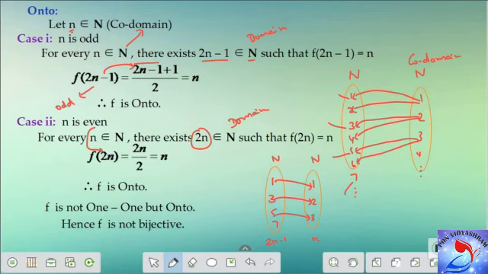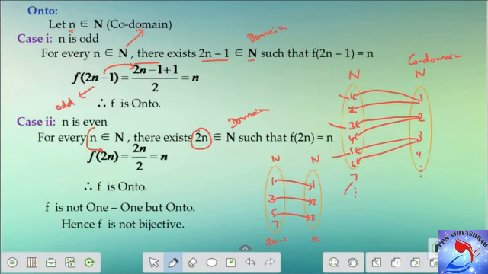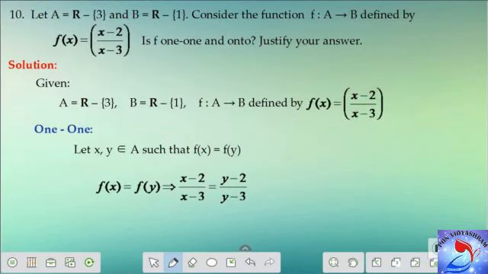So we have checked already for f whether it is onto and one-to-one or not. We see f is not one-to-one but f is onto. So this tells us that f is not a bijective function. So with this we come to the end of this problem. Let's solve one more problem of the same exercise.